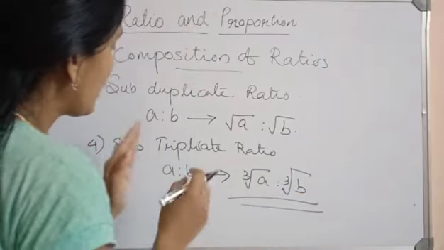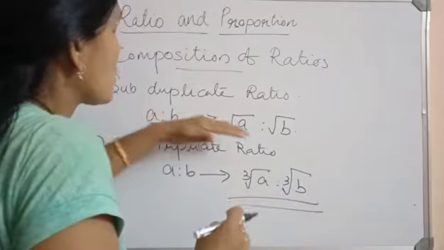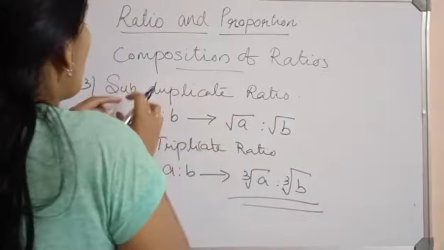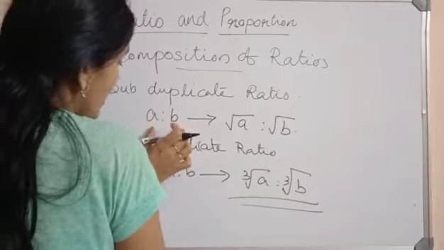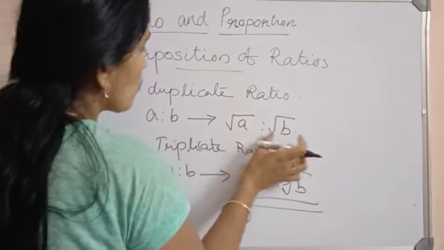We have seen that the duplicate ratio of A is to B is A square is to B square. So when you are finding the subduplicate ratio between A and B, or the ratio A is to B, it is square root of A is to square root of B.